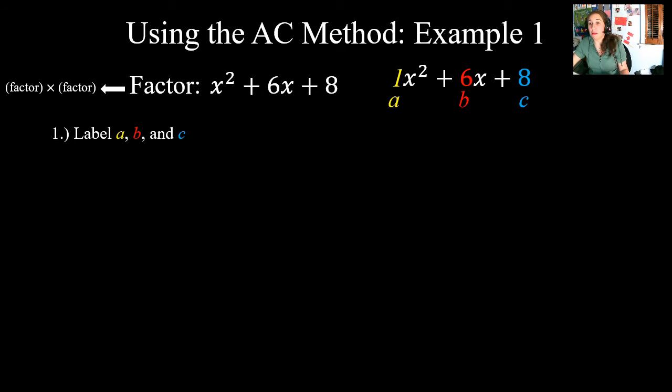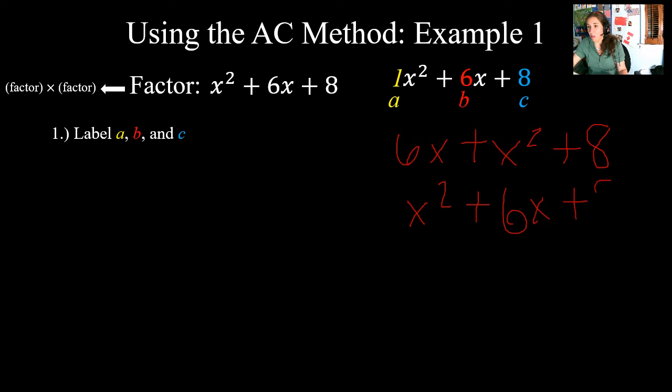Like if this had been 6x plus x squared plus 8, well, it's the same trinomial, but you'll notice that it's not in descending order, right? So you would have to rewrite it as x squared plus 6x plus 8 so that you label your A, B, and C correctly, because otherwise your A would be 6, your B would be 1, and your C would be 8, and the AC method wouldn't work, okay?